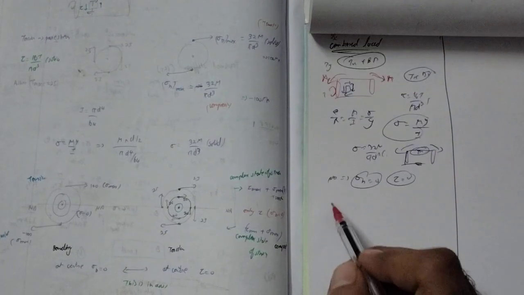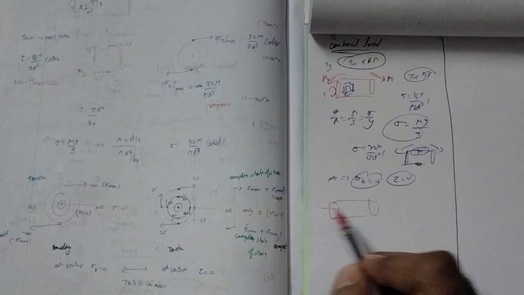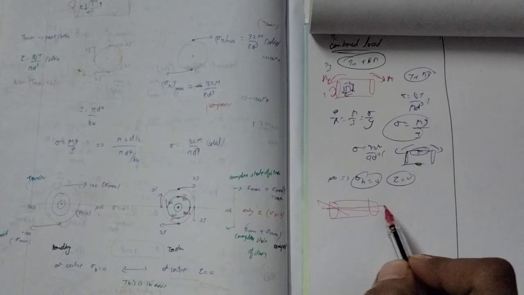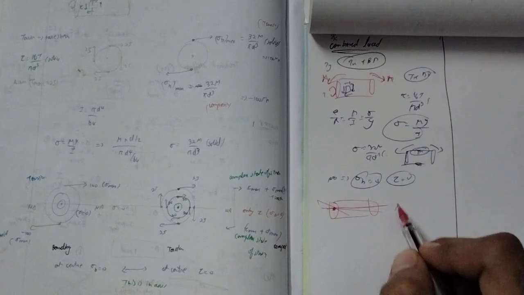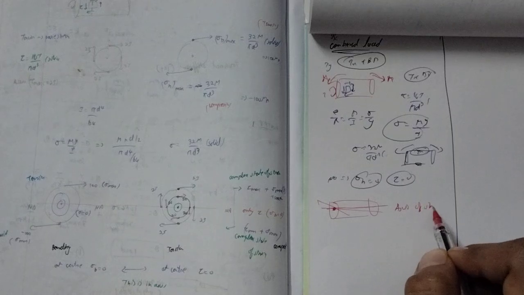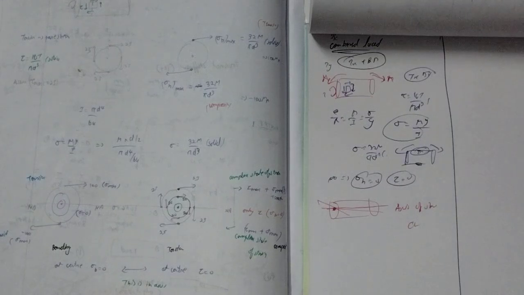I think you got the point. So this is the axis of the shaft. So like this. Okay, so this is the center axis. So this is the axis of the shaft. Okay, longitudinal axis.